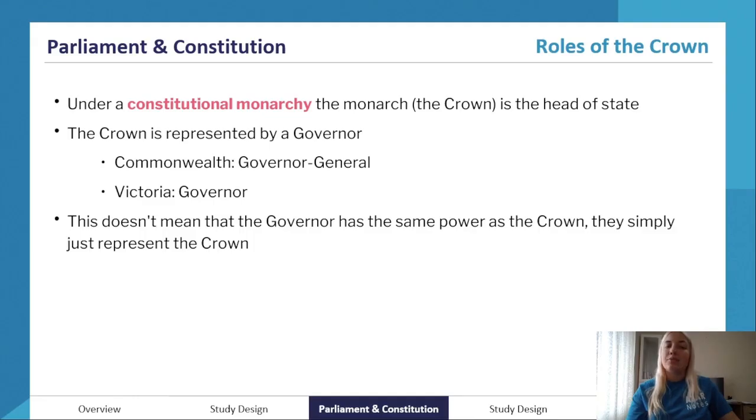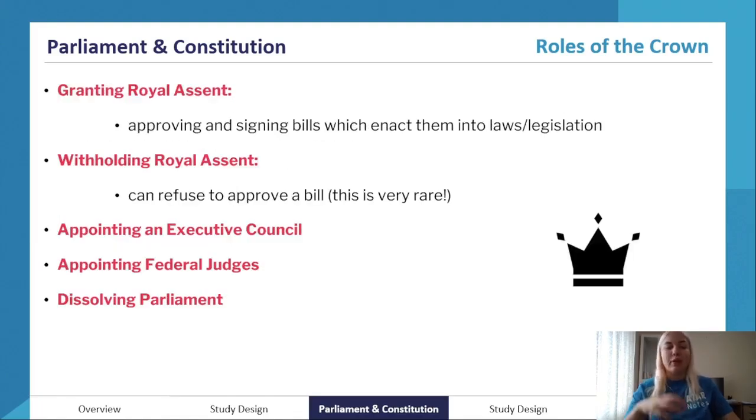So the Crown is represented at Parliament level by a governor, if we're looking at Victorian level, and at Commonwealth level by the Governor General. So this is just a representative of the Crown that signs off and grants that royal assent, approval for a bill to pass at the very end when it's been accepted by both houses. So the governor doesn't really have any powers like the Crown. They're just simply a representative of the Crown. This is kind of a formal step, really.